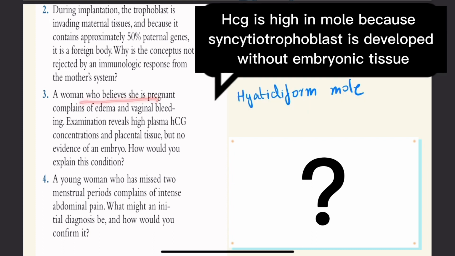Next, a woman who believes she is pregnant complains of edema and vaginal bleeding. Examination reveals plasma HCG concentration and placental tissue, but no evidence of embryo. This can be hydatidiform mole.